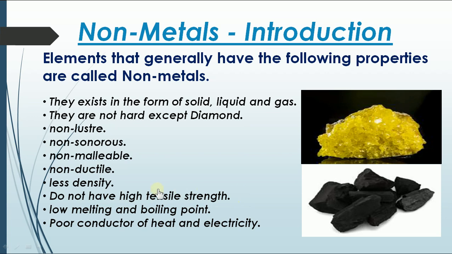The weight that an object holds is called tensile strength. So non-metals have low tensile strength, low melting and boiling points, and are poor conductors of heat and electricity. Any element that has these properties we call non-metals. You should understand these properties first before we go into the next topic.